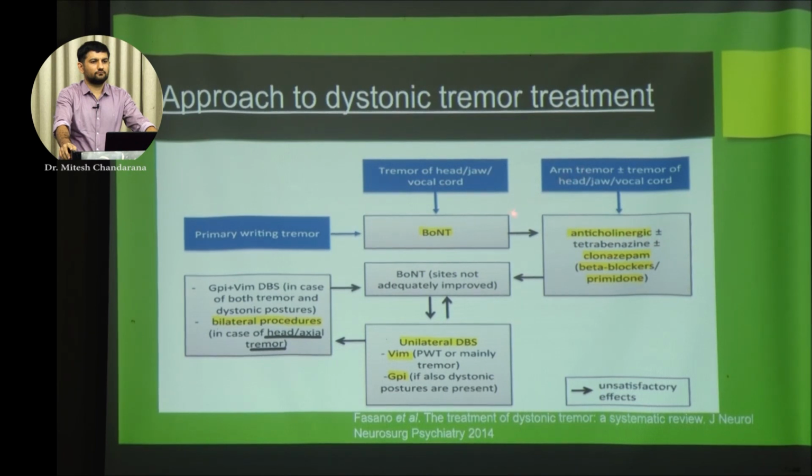So this is the approach to treatment of dystonic tremor that was considered by the Canadian group. If the arm tremors are more than head and jaw tremors, then medications should be tried first, like anticholinergics, primidone, propranolol. And if there is isolated head or jaw or vocal cord tremor, then go for Botox. If these are not responsive, then one can go for unilateral or bilateral DBS, considering the presence of tremor in various locations. Like in case of bilateral upper limb as well as head and axial tremors, then go for bilateral. Otherwise, unilateral can also be considered.